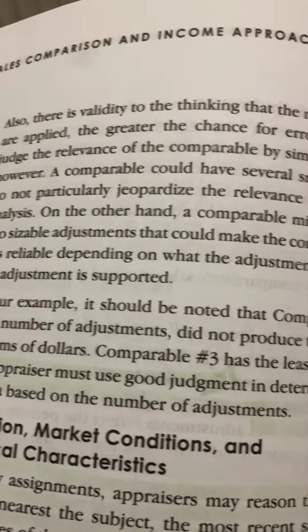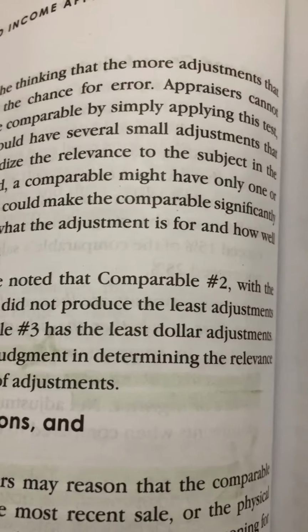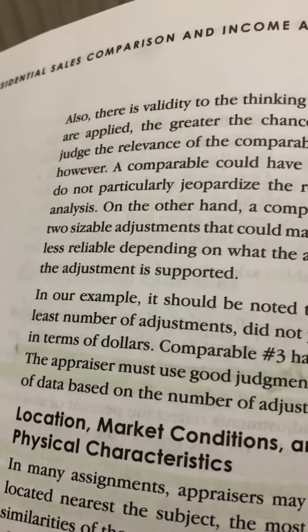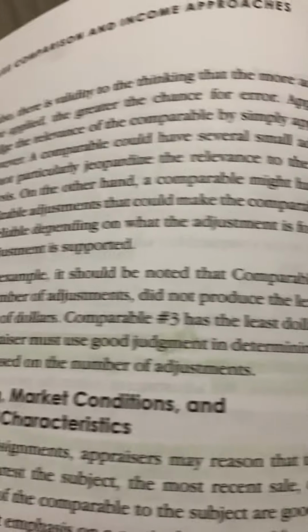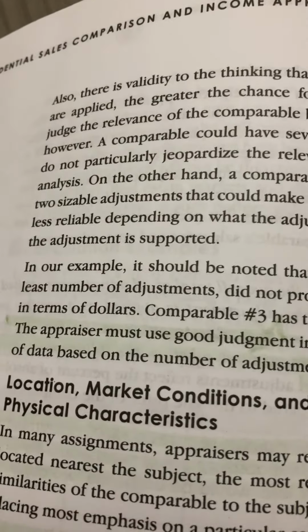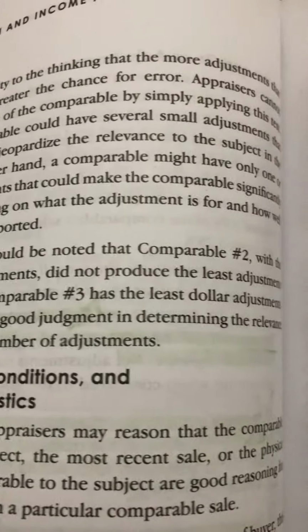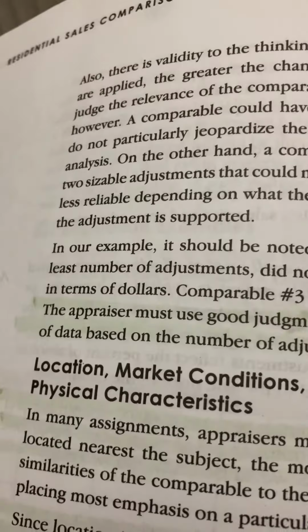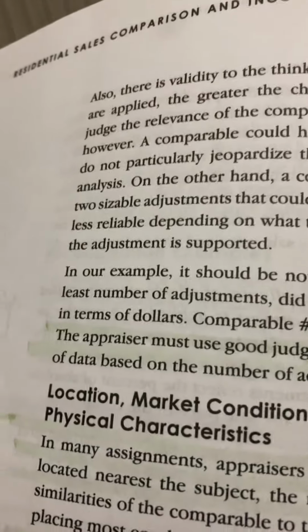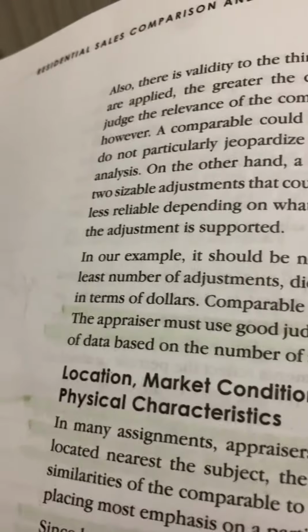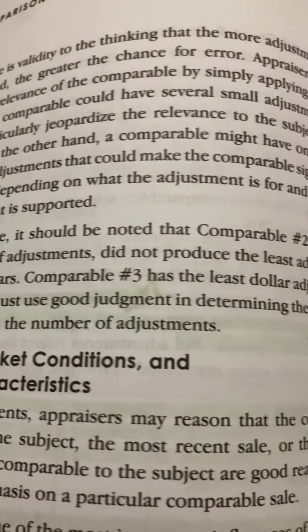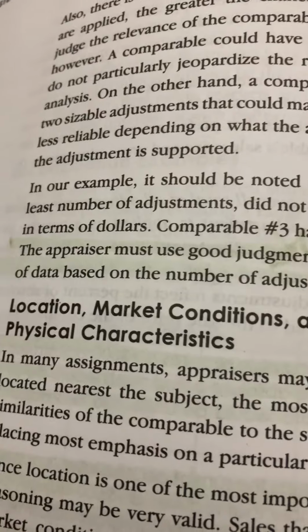However, a comparable could have several small adjustments that do not particularly jeopardize the relevance to the subject in the analysis. On the other hand, a comparable might have only one or two sizable adjustments that could make the comparable significantly less reliable depending on what the adjustment is for and how well the adjustment is supported.